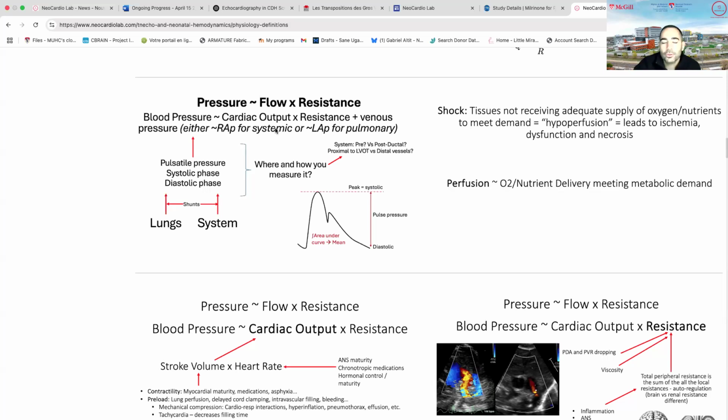And so you have the output of the right ventricle times the resistance of the pulmonary vasculature. And then you have the venous pressure downstream, which is the kind of LA pressure reservoir that is basically downstream of your pulmonary venous return. And so that left atrial pressure will be influenced by various factors.